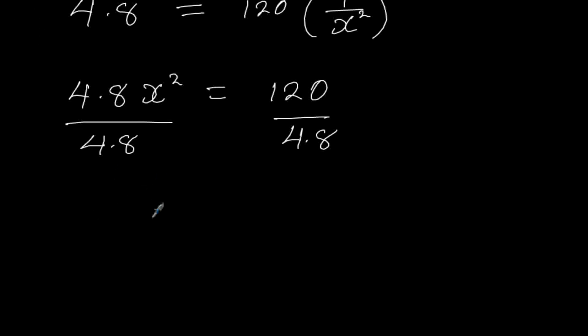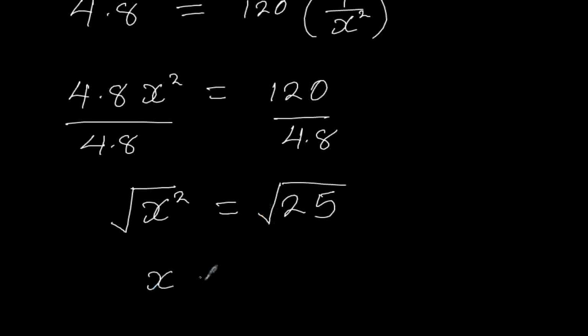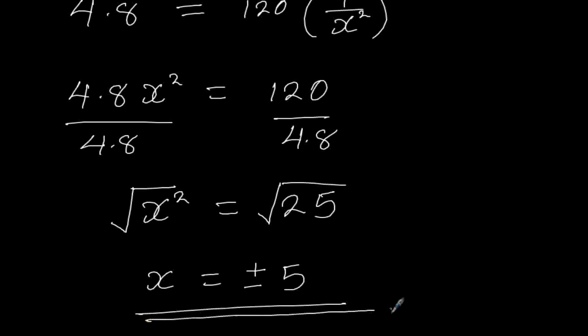So 120 divided by 4.8, we shall get 25. And the next step is finding the square root. In that, we can get the value of x, and that will give us plus or minus 5. Don't forget, the square root of any number can be positive or negative. That's why you're having those two answers.